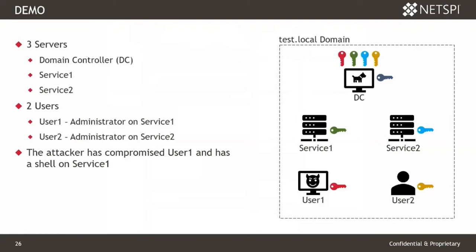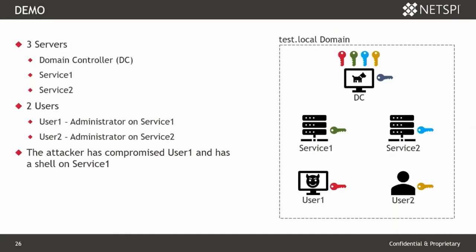For this demonstration, we'll be working with a small Windows domain that I set up. There are 3 total computers with 2 users that we'll be focused on. For the computers, there is the required domain controller, and there are 2 servers named Service 1 and Service 2. User 1 is a local admin on Service 1 and has no access to Service 2. Similarly, User 2 is a local admin on Service 2 and has no access to Service 1.